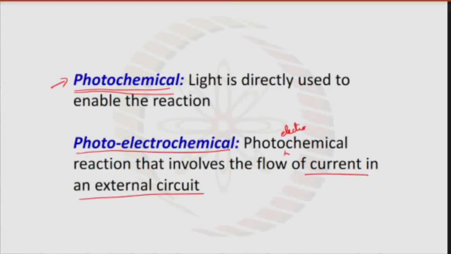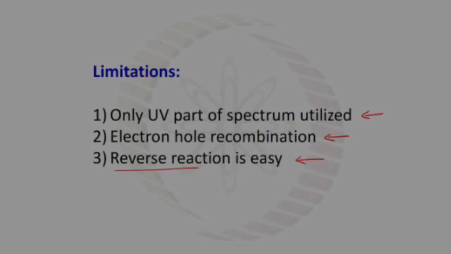Now what is photochemical? In a photochemical reaction, light is directly used to enable the reaction, and a photoelectrochemical reaction involves the flow of current in an external circuit. So what are the limitations of photocatalysis?